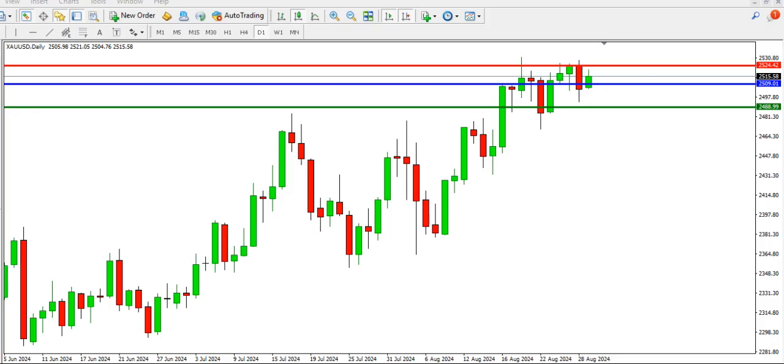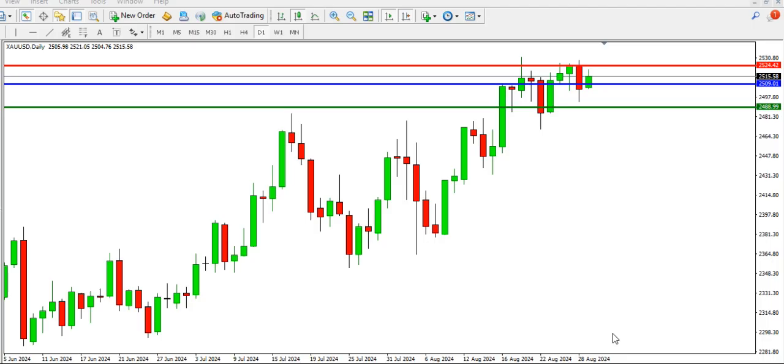Today we'll be looking at how we can trade gold on the smaller time frames. But before we look at the smaller time frames for gold, XAUUSD, we are going to look at what has happened on the higher time frames, and I'll be starting with the daily time frame using pivot analysis.